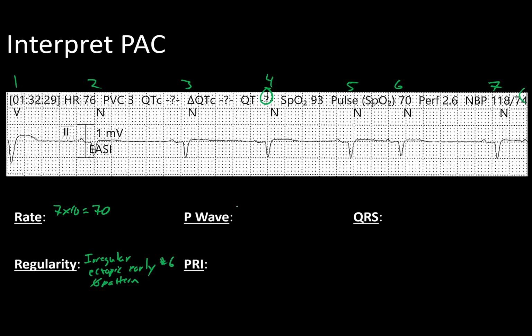So let's go through our P waves. We'll do the normal stuff first for all 3 of these. And so our normals, it looks like all of our P waves that we can see are upright and uniform. And we'll come back to that ectopic beat. We'll ignore it for now.